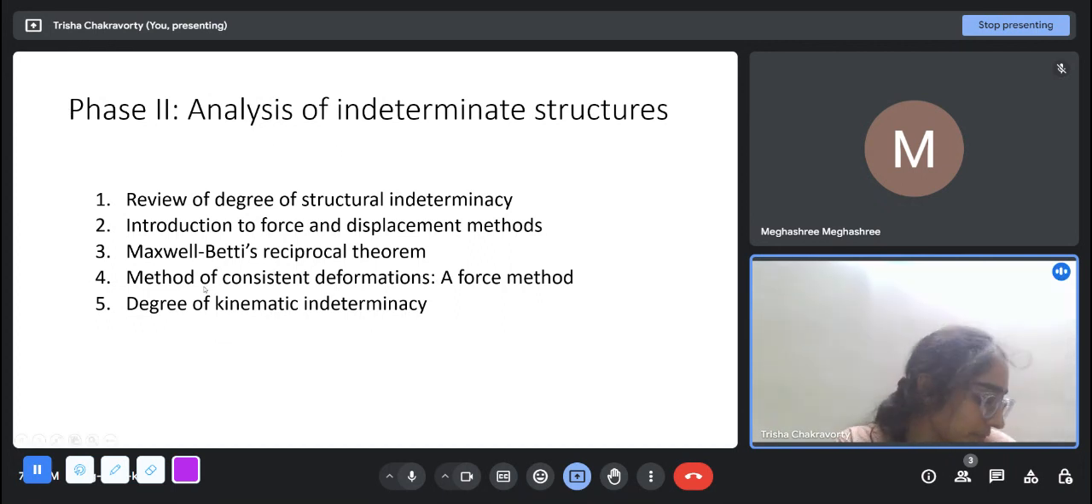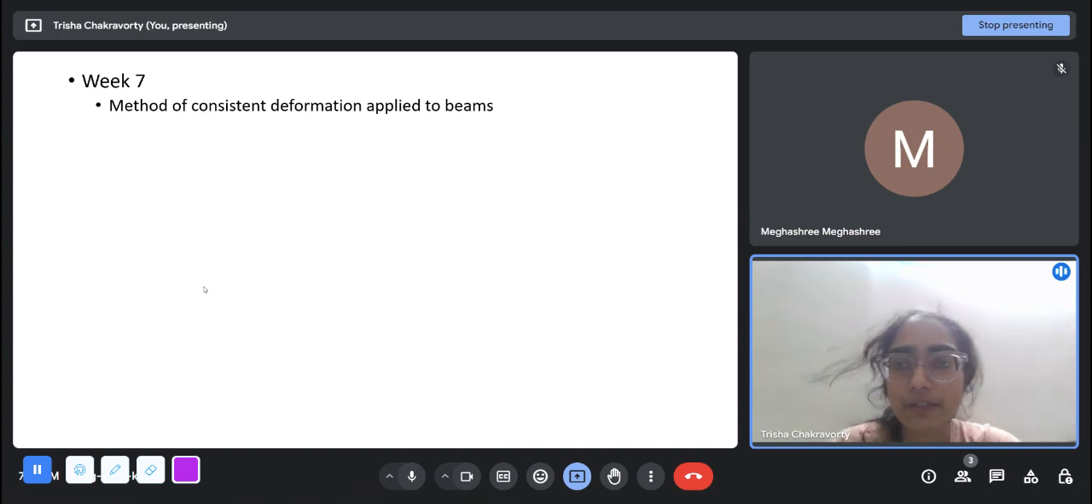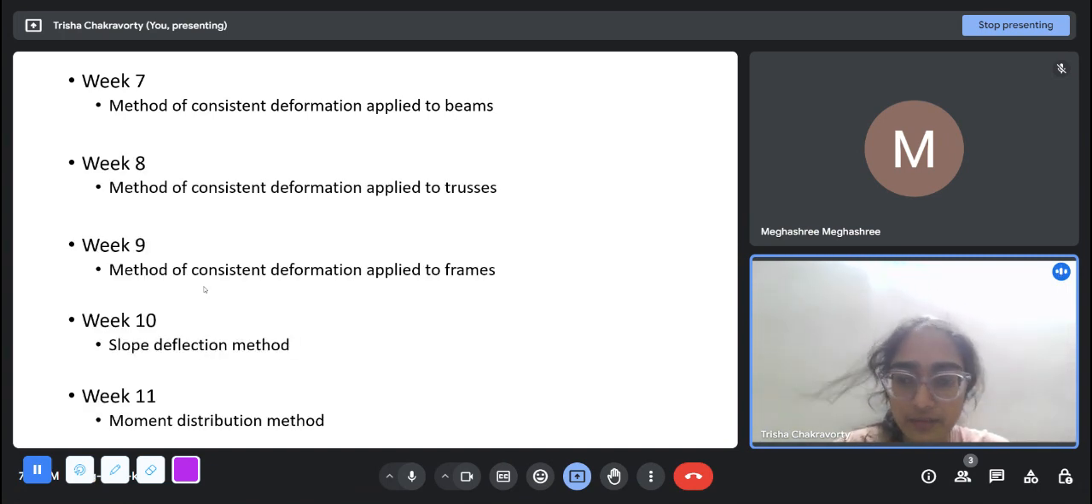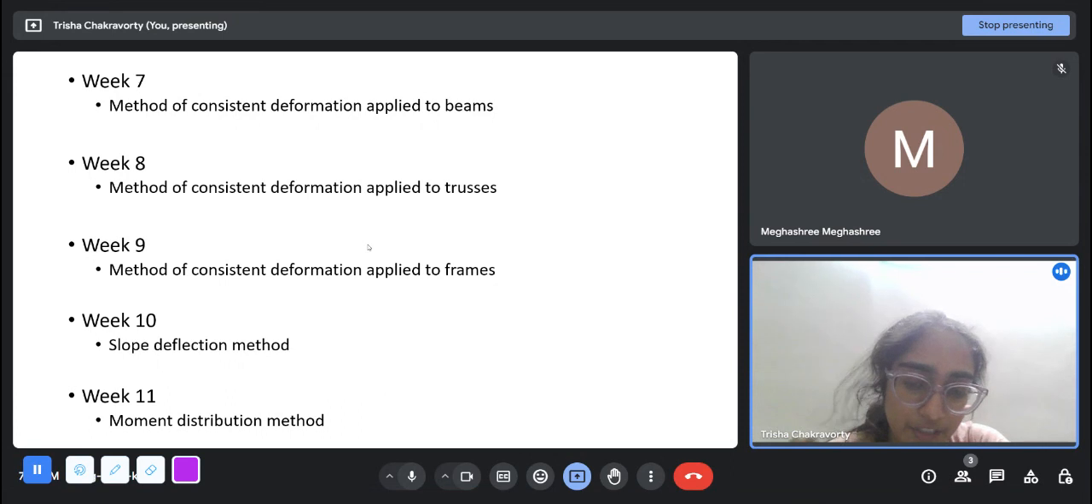Then for the displacement methods, we need kinematic indeterminacy. Weeks 7, 8, and 9 were the method of consistent deformations applied to beams, trusses, and frames. And weeks 10, 11, and 12 are the three major displacement methods: the slope deflection method that we looked at last week, the moment distribution method, which we are going to look at today, and in the final week we will look at the stiffness matrix method.